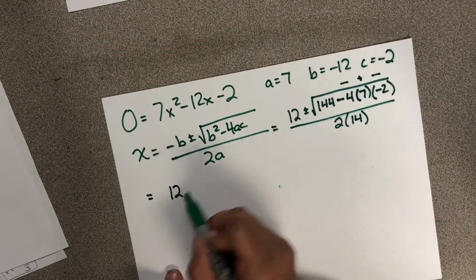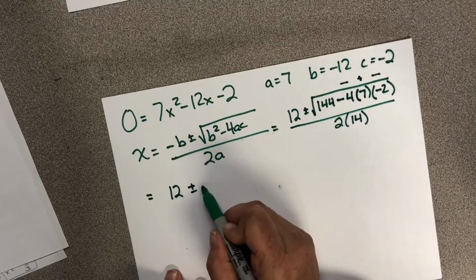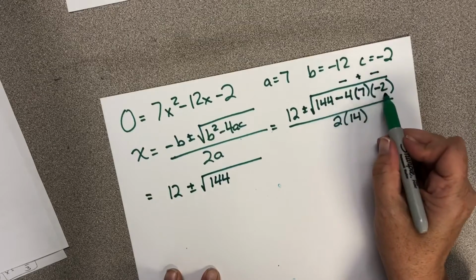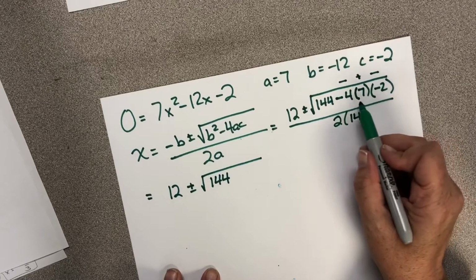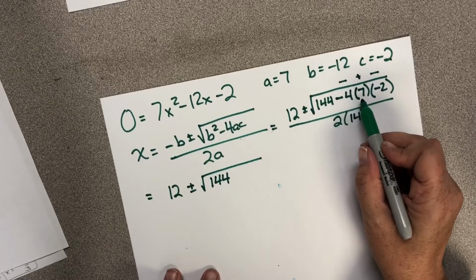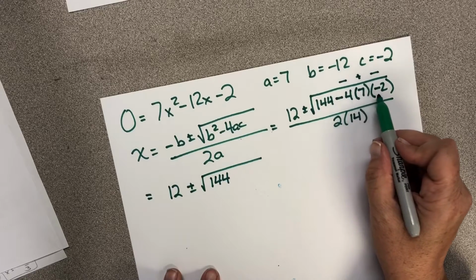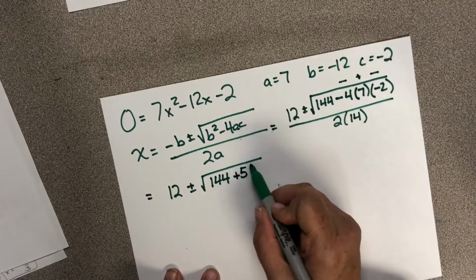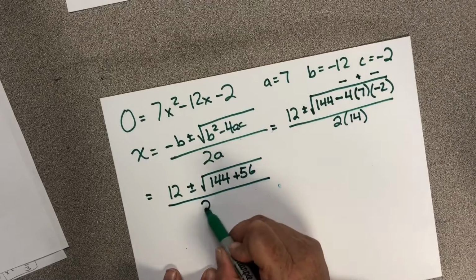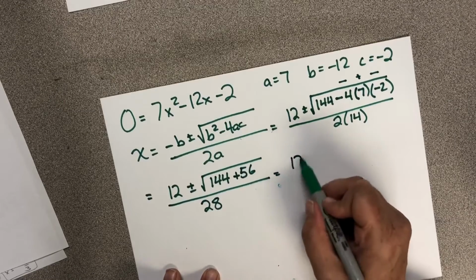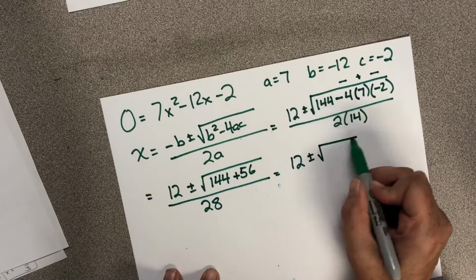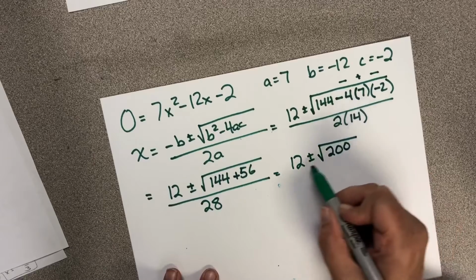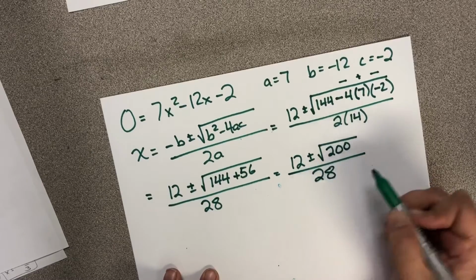So now I keep my negative b, my 12, plus and minus the square root of 144. It's going to be plus this, okay? Negative 4 times 7 is negative 28, times negative 2 is positive 56, all over 28. That gives us 12 plus or minus the square root. And again, hopefully you're pausing so that you can do your work here, over 28.